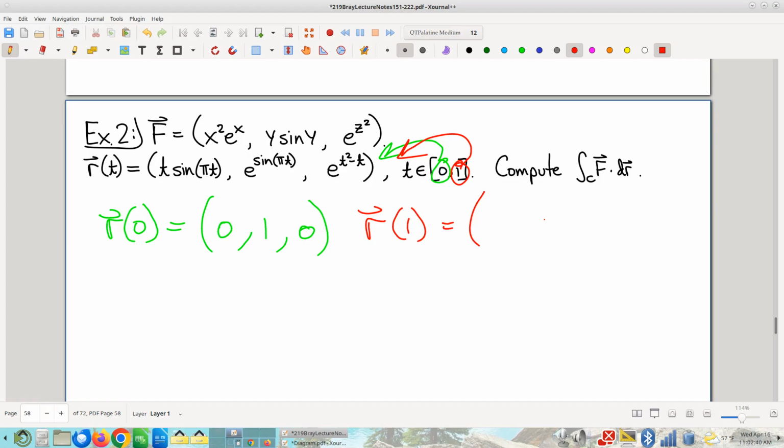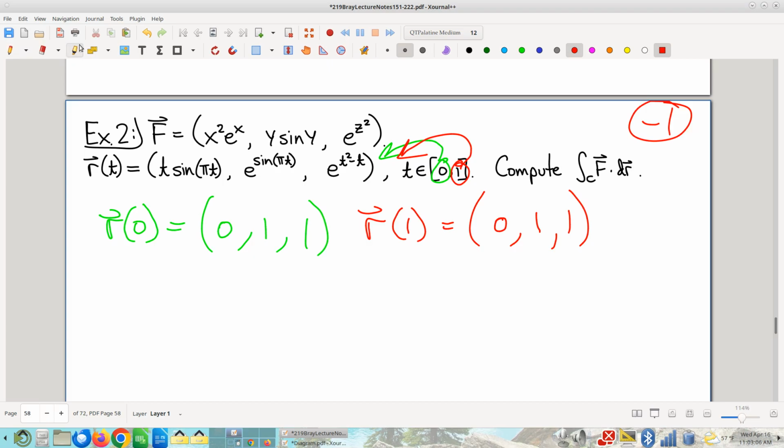And let's see here. We get 0, 1. Oh, I computed wrong before. Sorry, this is a 1. I'm sorry, I blew it. This is e to the power of 0, which is 1. Sorry about that. Got to be careful. So minus 1 on my paper.